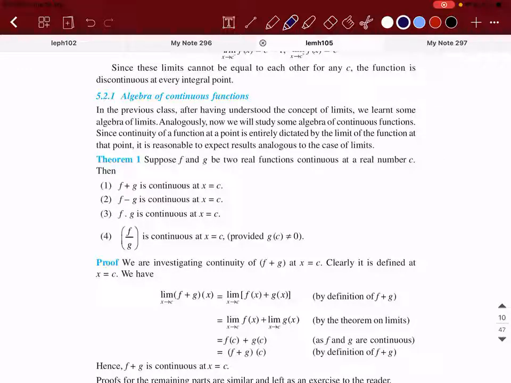Similarly, if you have f minus g, that will also be continuous at x is equal to c. f into g will also be continuous at x is equal to c, and f by g will also be continuous at x is equal to c, provided g of c is a non-zero value because it is in the denominator. I'll give you a simple example. If I take x is equal to 0, I have a function f of x is equal to x square. I have a function g of x is equal to sine x.